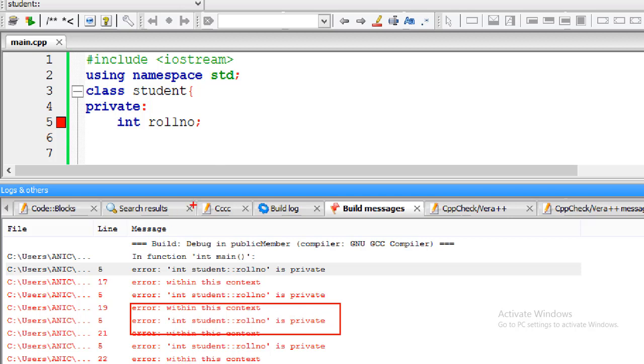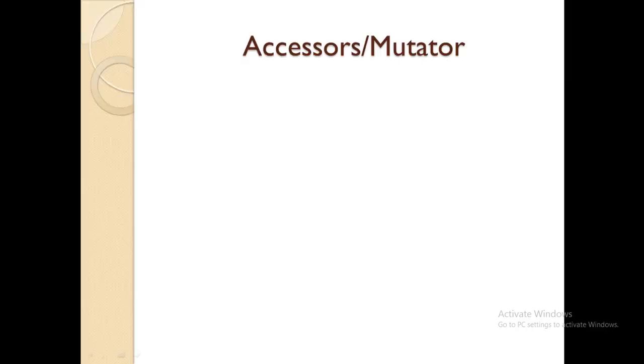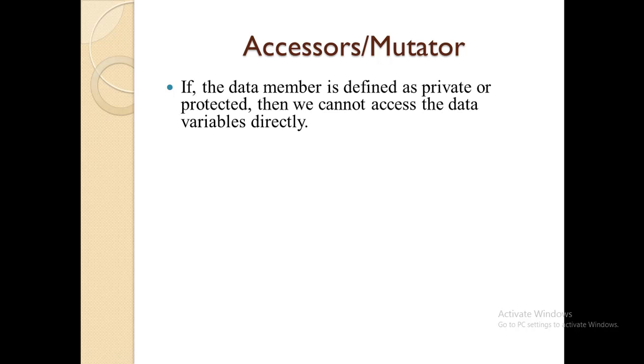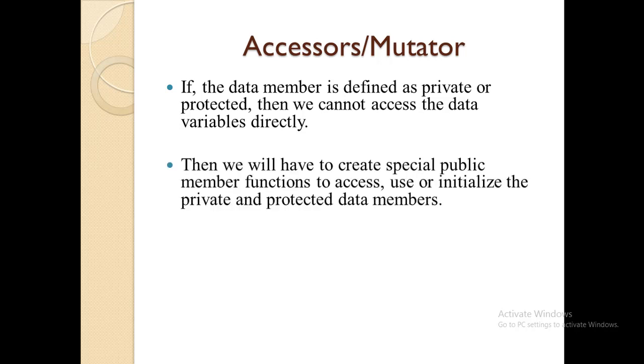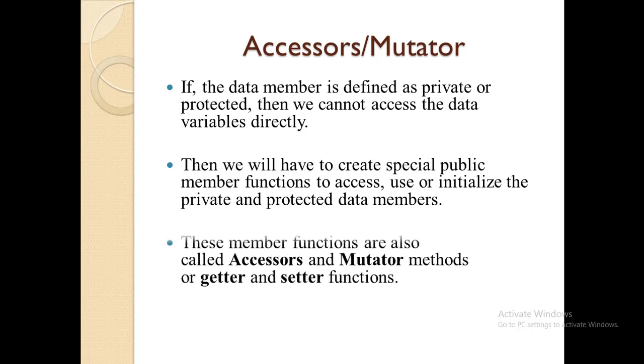To access the private members, we have to use mutators. So basically, what are mutators? Accessors or mutators are needed because if the data members are defined as private or protected, then we cannot access the data variables directly through the object. Then we have to create special public member functions to access, use, or initialize the private and protected data members. These member functions are also called accessor and mutator methods, or getter and setter functions.